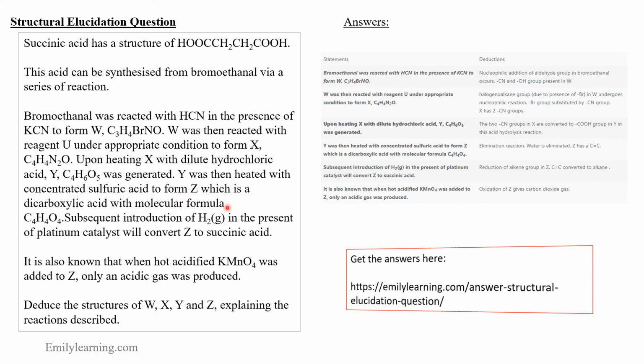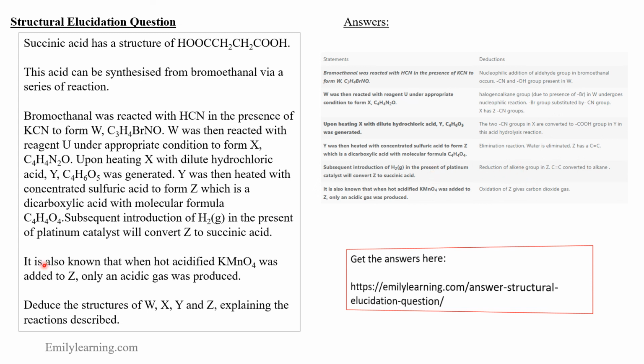Let's look at the next sentence. Having formed Z, subsequent introduction of H2 in the presence of platinum catalyst will convert Z to succinic acid. I know that this is a reduction reaction, and I'm going to hydrogenate the C=C double bond in this reduction reaction. So the C=C double bond is going to become saturated and becomes an alkane group. What I'll write is I'll first simply copy this sentence: adding H2 with platinum catalyst will convert Z to succinic acid. This means that the C=C double bond in Z is converted to an alkane.